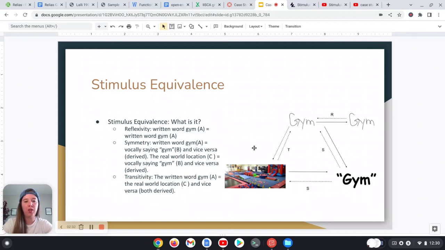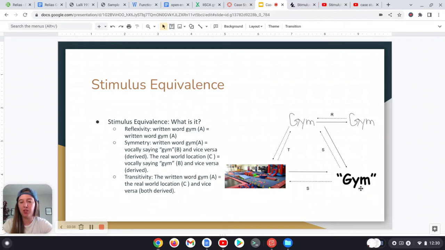So for example, I drew a diagram over here for the location gym. Reflexivity would just be, let's say we started with the written word gym, and then we had the written word gym over here, and they could match the written word gym and another, like a typed but also written form of the word gym, and they can match that. Those equal the same thing. That'd be A equals A. That'd be reflexivity.